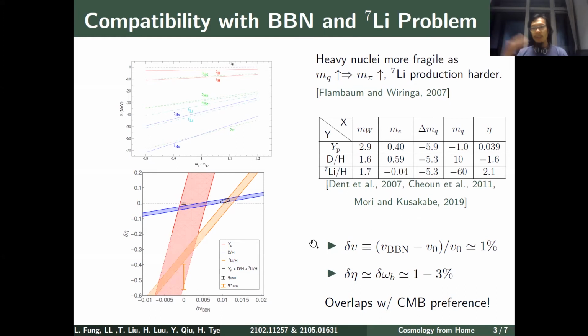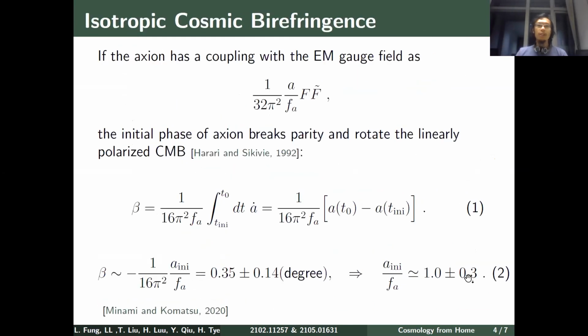At the end of the day, we do the fit of the BBN. We find that the preferred regime is that delta v at the BBN era should be of order 1%, while the baryon to photon ratio, or equivalently omega_B, increases by 1 to 3%. In this sense, we are compatible with, or overlap with, the CMB preference. So that's okay. Let's move on to the next part, the ICB effect.